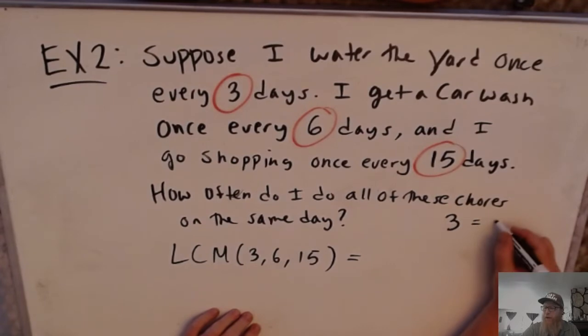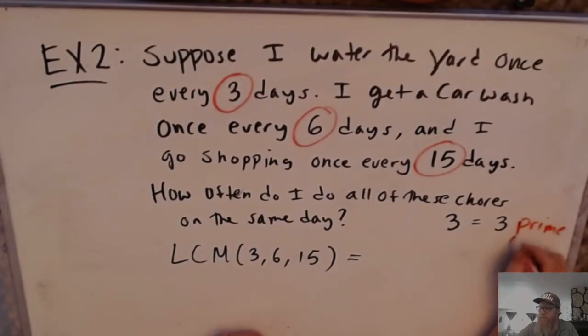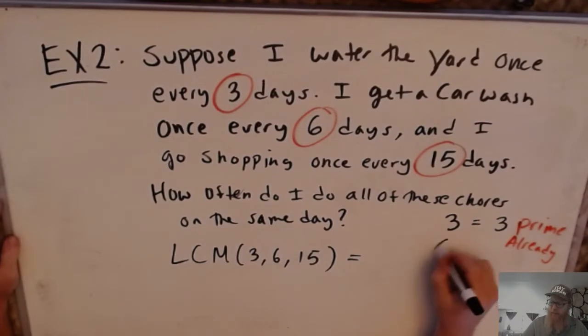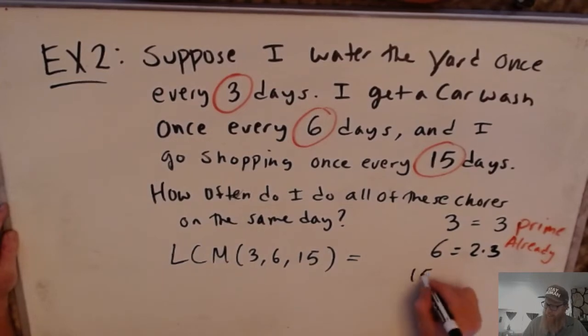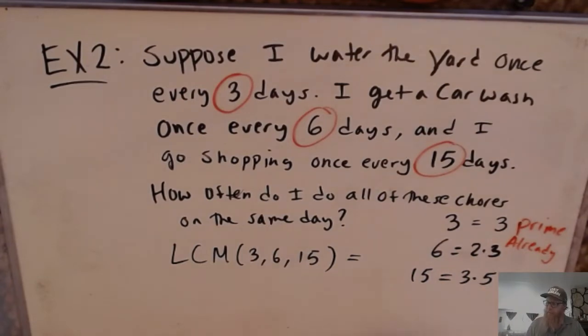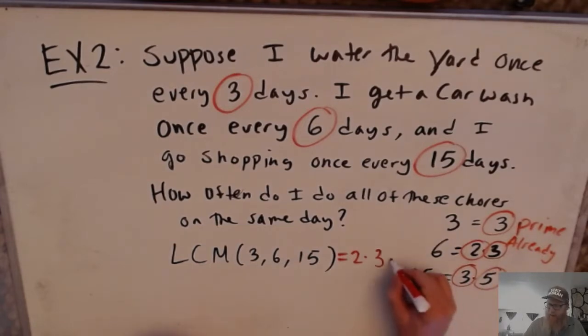So you got 3. 3 is already prime. So if something is already prime, you don't have to do it. All right. 6 is 2 times 3. And 15 is 3 times 5. So look, everybody has 1 3, so you're only going to need 1 3. You're going to need at least 1 2. And you're going to need a 5.